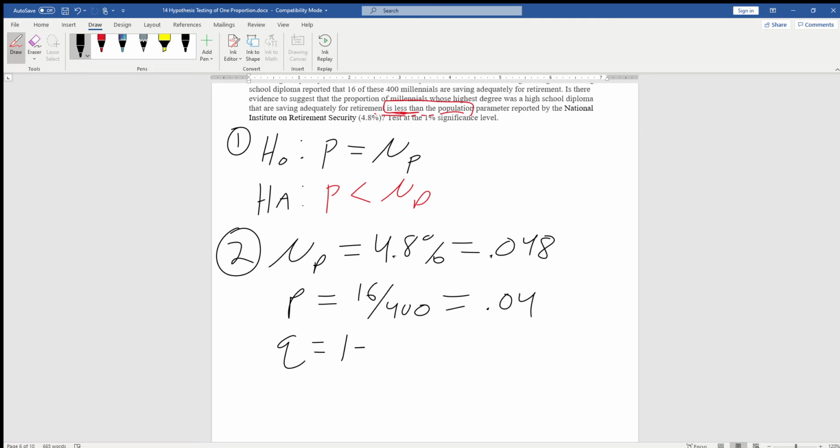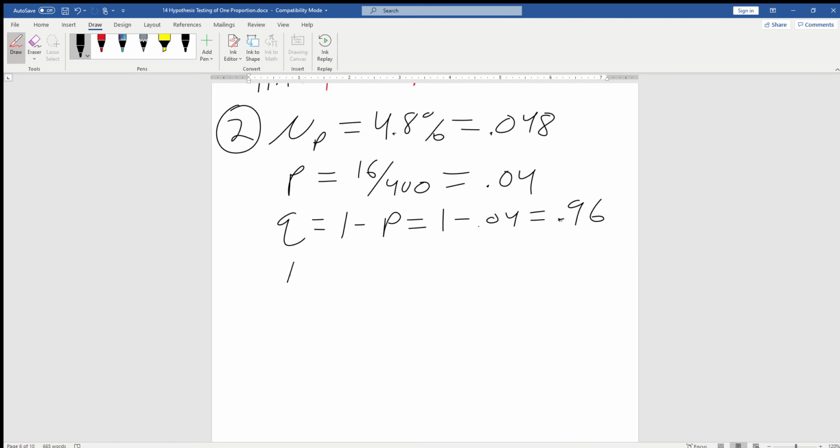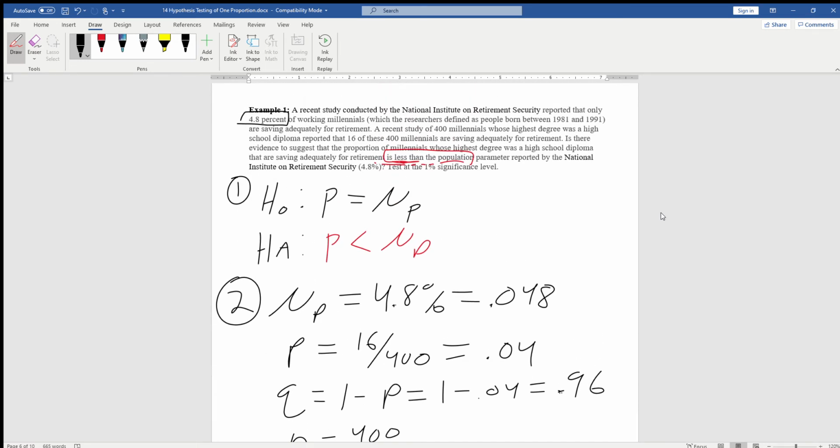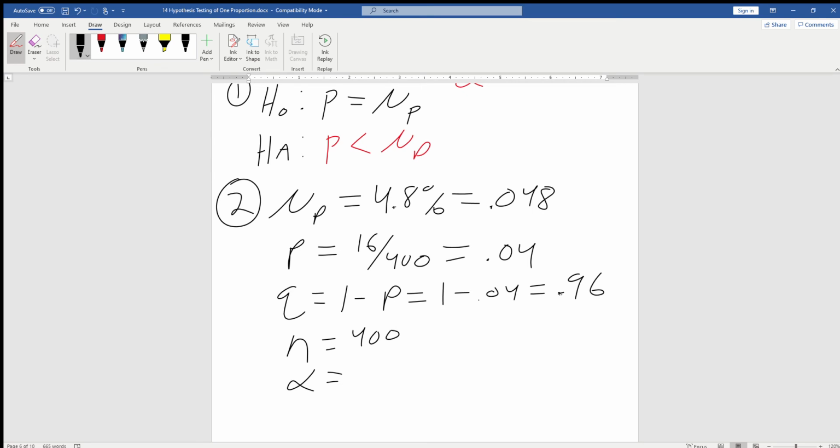q, 1 minus p, 1 minus 0.04 is 0.96. Number of samples, 400. And then finally, the significance level alpha is given to us in the problem. And we know that because the very last line says that we are going to test at the 1% significance level. Whenever we see alpha, that's the same thing as the significance level. So the alpha level is 1%.